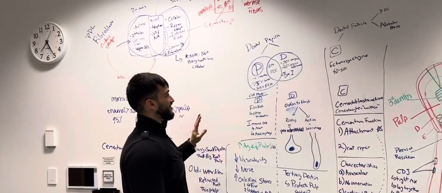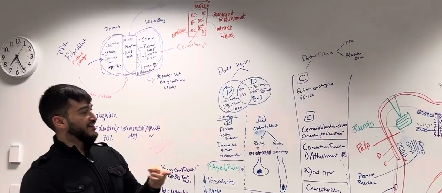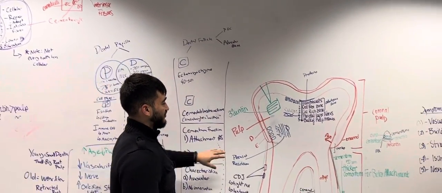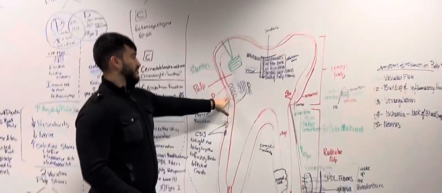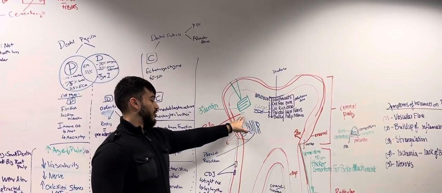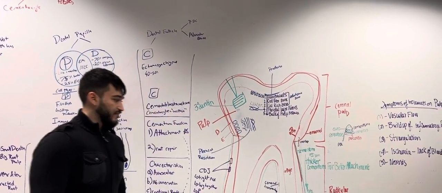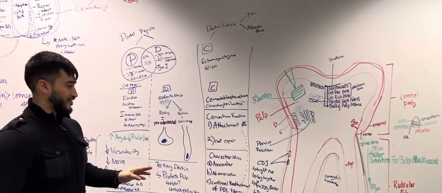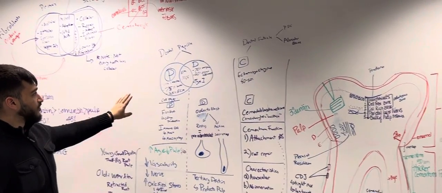So basically, we have E, D, P, and cementum. We have the enamel, the dentin, the pulp, and then the cementum. And those are the main things that we're going to be talking about. So let's start with the pulp and the dentin.